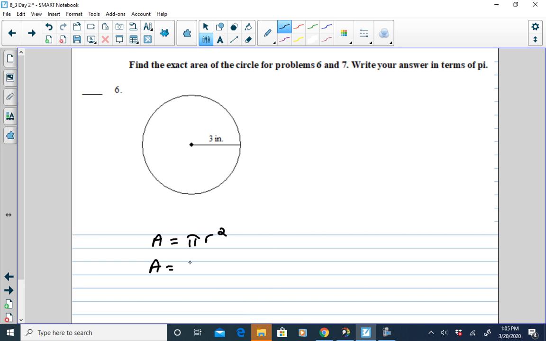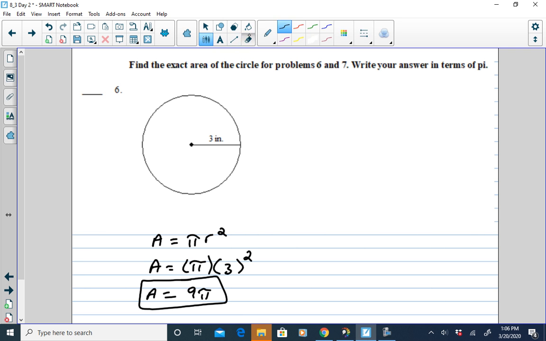Writing our answer in terms of pi means we do not use an approximation for pi. So we're not going to use 3.14 for pi. We're going to keep pi as pi. But the radius squared is going to be 3 as our radius, and we square it. So the area is going to be equal to 3 squared, which is 9. 9 times pi would be our area.